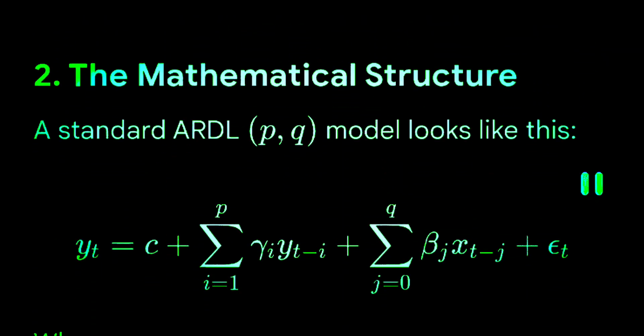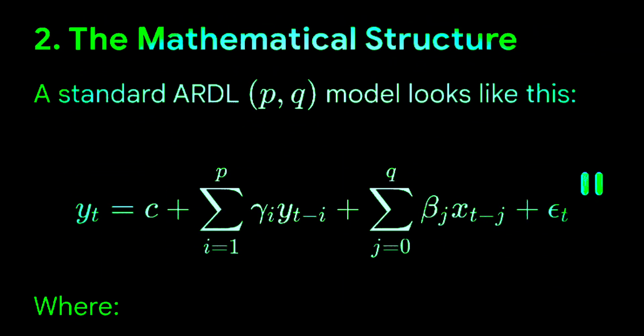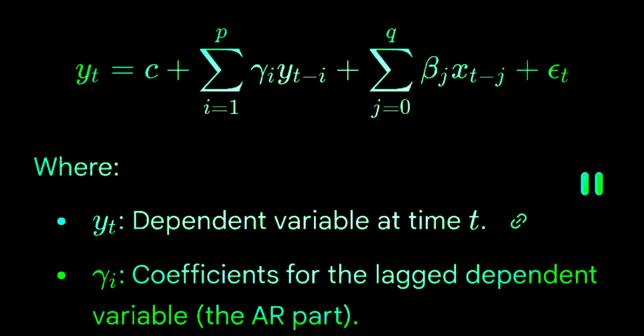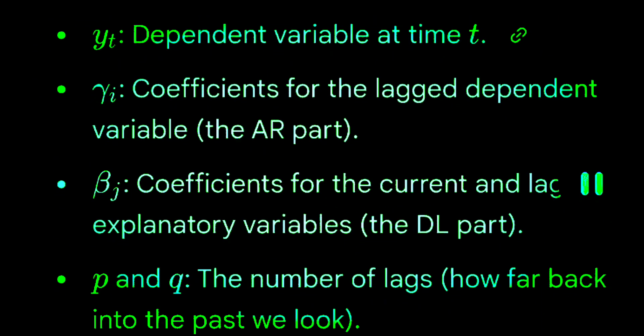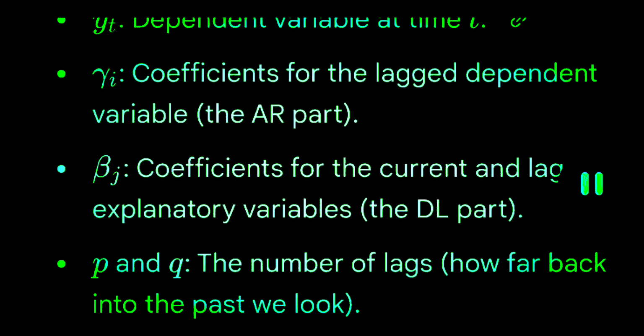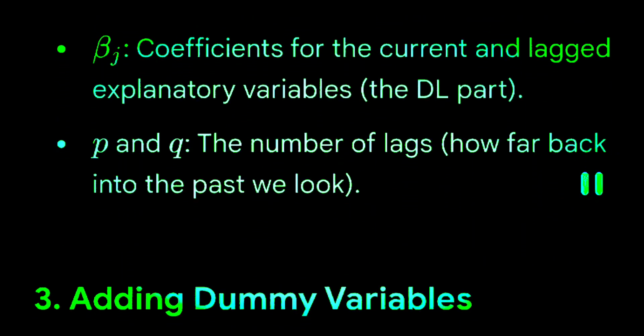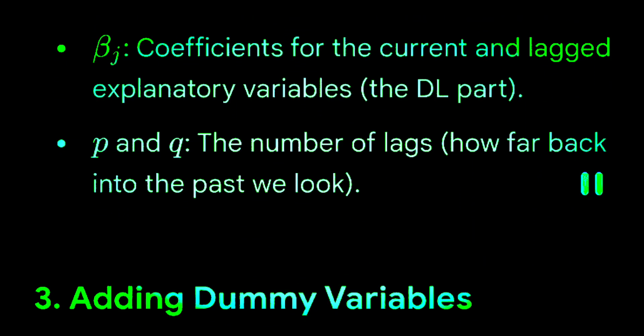2. The mathematical structure. A standard ARDL(p, q) model looks like this, where y_t is the dependent variable at time t, gamma_i are the coefficients for the lagged dependent variable, the AR part. Beta_j are the coefficients for the current and lagged explanatory variables, the DL part. p and q are the number of lags, how far back into the past we look.